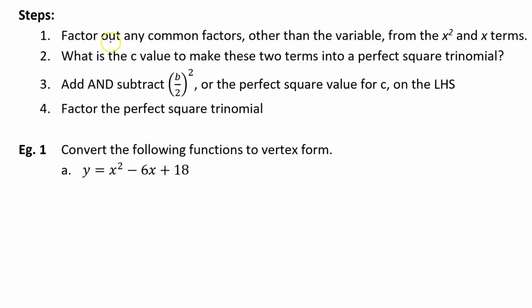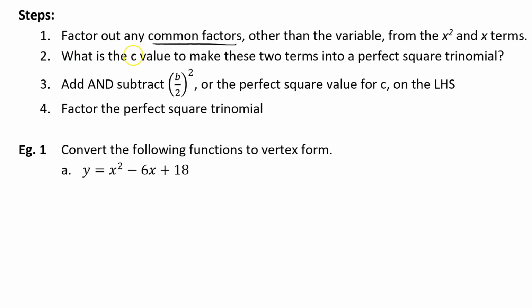What you want to do is factor out any common factors other than the variable from the x squared and x terms. Now that sounds really complicated, but it's like take the first two terms, and in general your first two terms are going to be your x squared and your x. But you can change the order if you need to.